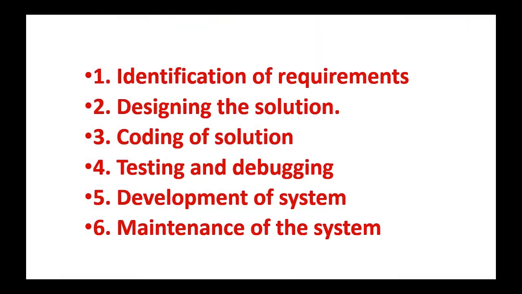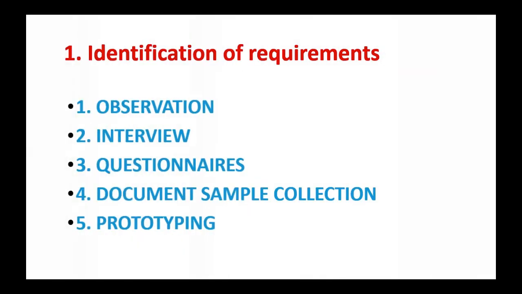First one is identification of requirements. It means that we need to get to know the requirements or needs to develop the system. Second, deciding the solution. Third one, coding of solution. Fourth one, testing and debugging. Fifth one, development of the system. Sixth one, and the last one, maintenance of the system. Under identification of requirements, we have to follow these 5 steps. That means we need some information, which we get using the following steps.